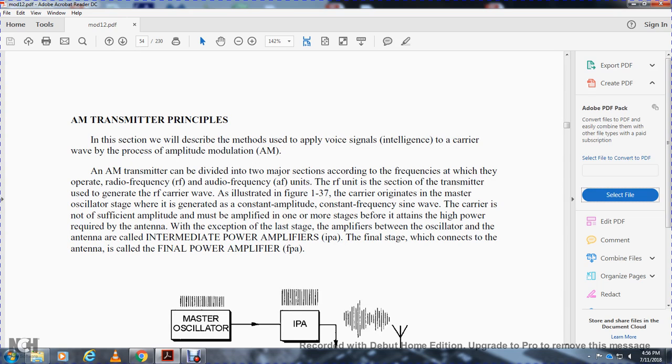The radio frequency unit is the section of the transmitter used to generate the radio frequency carrier wave, as illustrated in Figure 137. The carrier originates in the master oscillator stage, where it is generated as a constant amplitude, constant frequency wave. The carrier is not of sufficient amplitude, so it must be amplified in one or more stages before it attains the higher power required by the antenna. With the exception of the last stage, the amplifiers between the oscillator and the antenna are called the intermediate power amplifiers, or IPA. The final stage, which connects to the antenna, is called the final power amplifier.